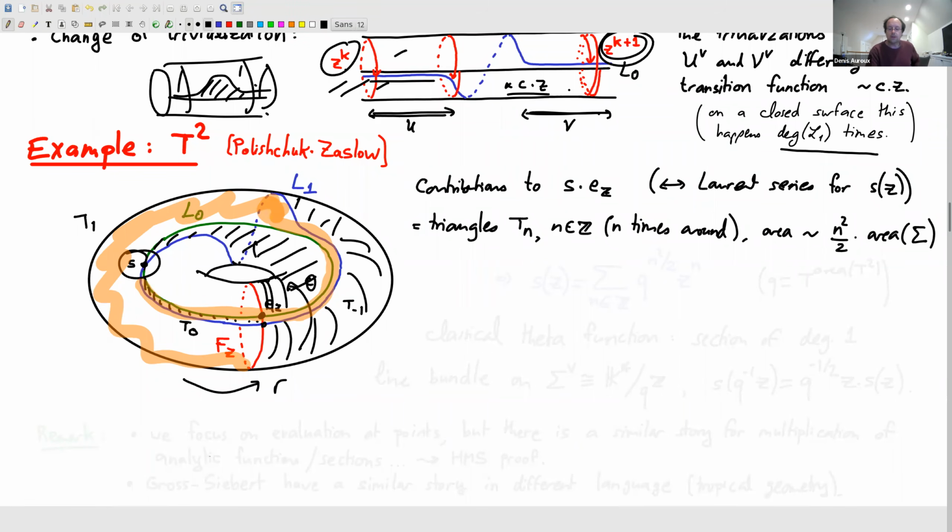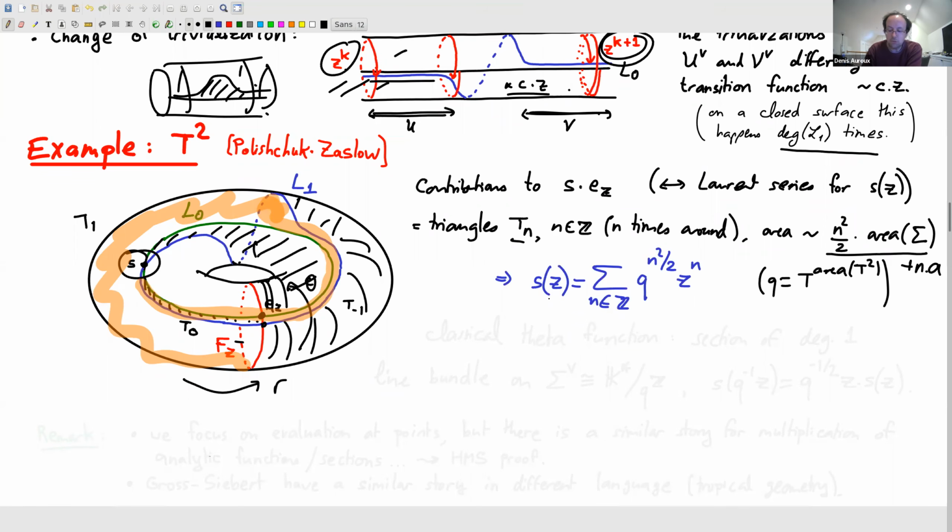and so on. So for every integer, positive and negative, there's a triangle that goes n times around the torus in both directions and ends up covering the S1 factor n times. Its area, you can calculate basically by just going up to the universal cover and counting how many tiles you cover. It's basically n squared over 2 times the whole area of the torus. So I should have said plus, of course, n times A, because A is the position of this FZ.